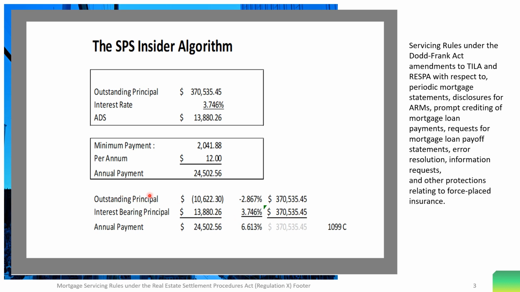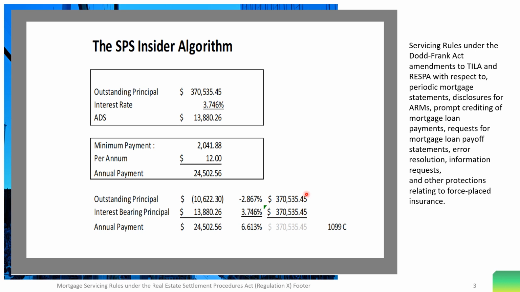Okay. Now, if you take the other difference, the margin, and you divide it by the 370,535, you get a negative 2.867, which would be your amortization rate. So when you subtract a negative and a positive, you're going to get 24,502.56, I think. And then the same thing, if you subtract these two here, you're going to get a positive 6.613.